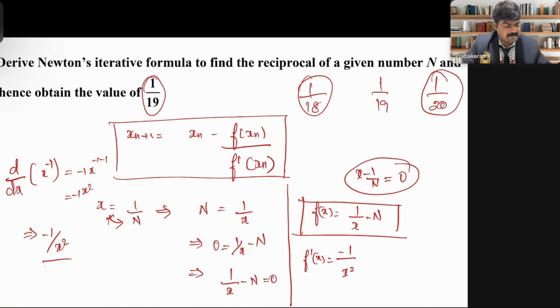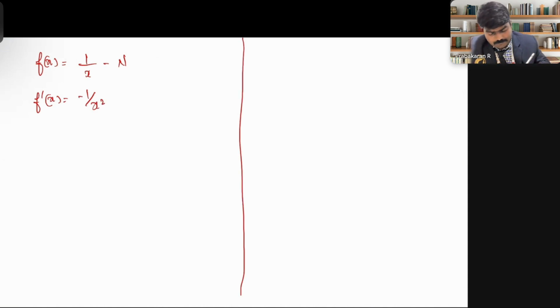n is simply a constant term, and when differentiating it we end up with 0. So f dash of x is nothing but minus 1 by x square. So we have the function f of x as 1 by x minus n, and f dash of x is minus 1 by x square. Now we can go for solving.